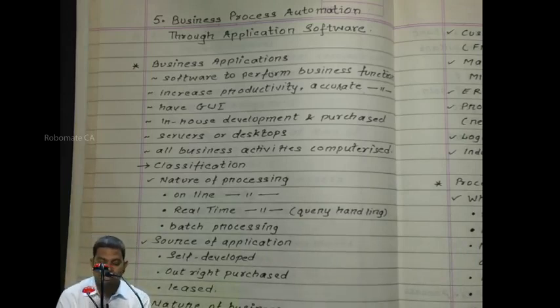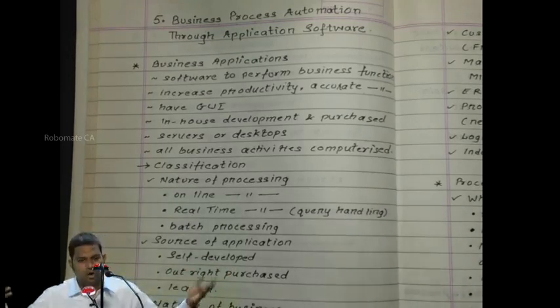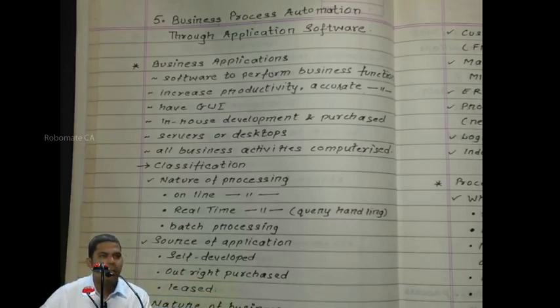Okay, next one is called the source of application: how that application was developed. Either it is self-developed, which I just discussed with you, in-house, or it could be outright purchased. Go in the market, find the proper vendor, buy the software, and from the next day your company is running on a computerized system. That vendor might take at most one day, and your system is converted from a manual system to a computerized one in one fine day. That is called outright purchase.